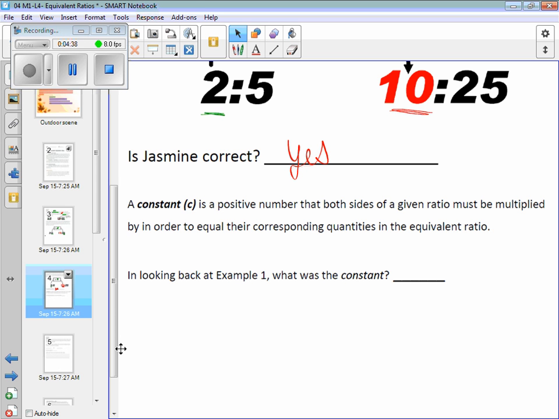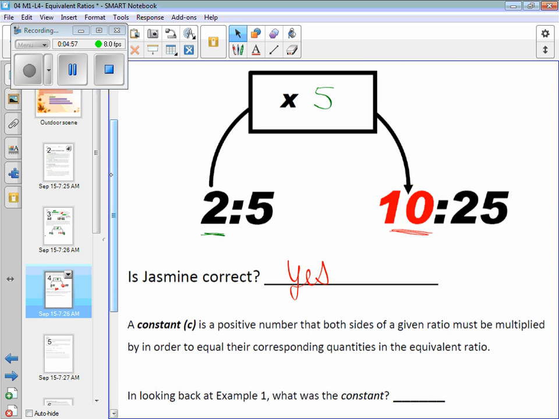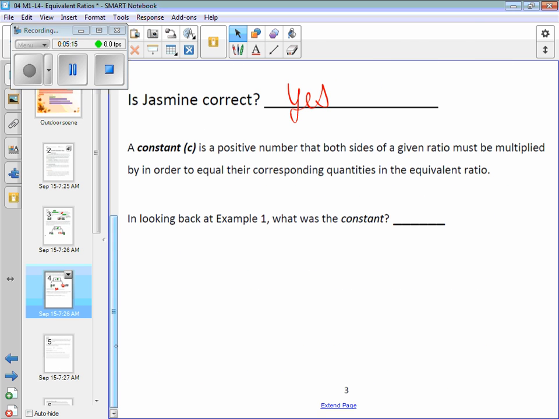A constant is a positive number that both sides of a given ratio must be multiplied by in order to equal their corresponding quantities in the equivalent ratio. It's a little wordy, but what it means is that if the constant is true, this number that you're multiplying one side of the ratio with should also work for the second side, and it does. So in this example, what was our constant? Just say it out loud. 5. That's going to go here.